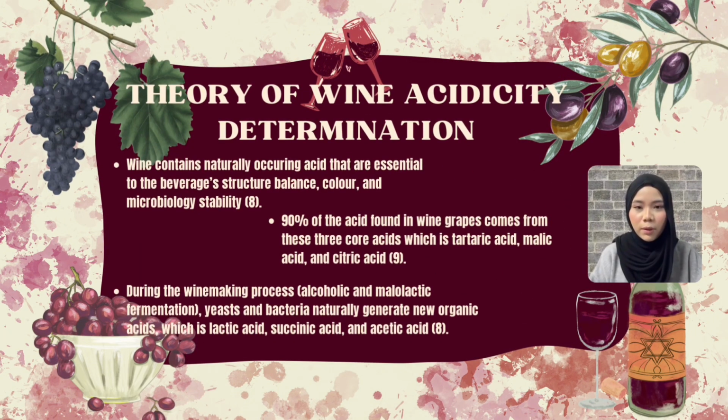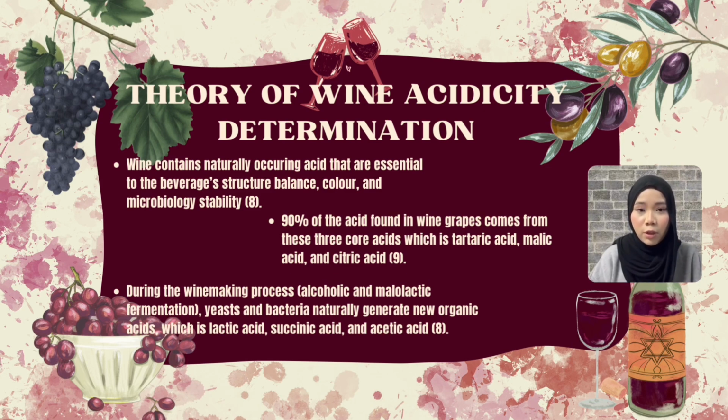Now, let's talk about the theory of wine acidity determination. Wine contains several naturally occurring organic acids. These acids are fundamental to the beverage, providing its crispness, flavor balance, and ability to age. They originate from two primary sources: the grapes themselves and the fermentation process.